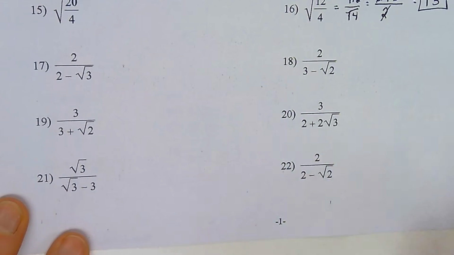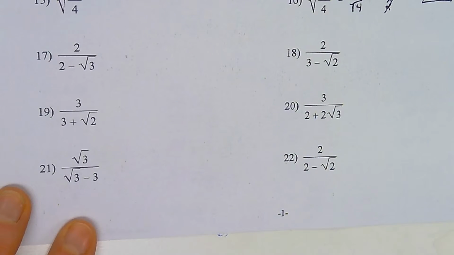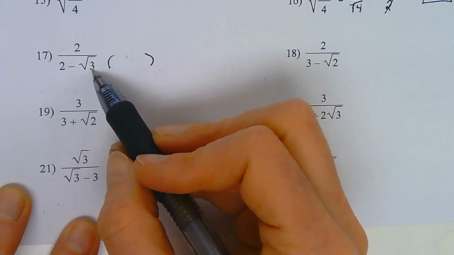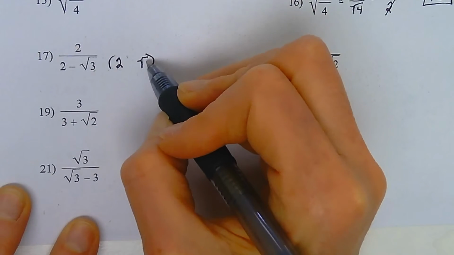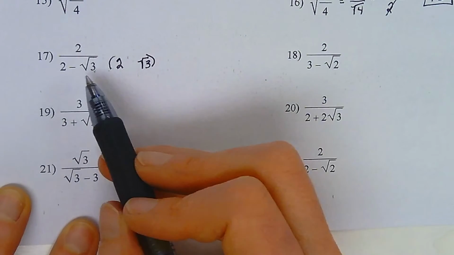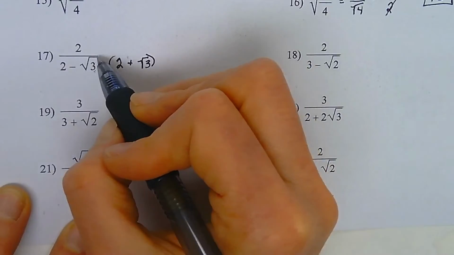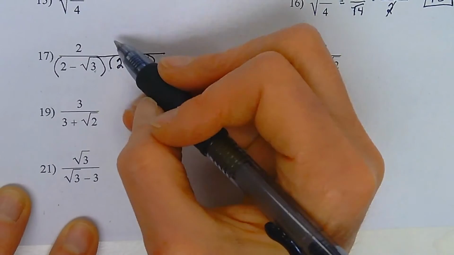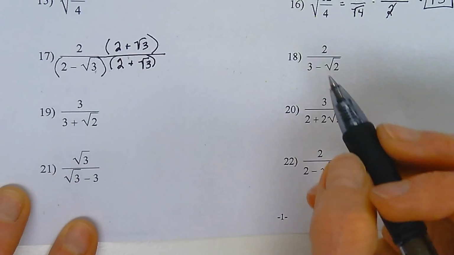17 through 21 require the special skill of multiplying the denominator by the conjugate. And remember, the conjugate is that special binomial that has the same first term as the original binomial, the same second term as the original binomial, and then the opposite sign in the middle. So I'm going to multiply the denominator by the conjugate, and then of course I will need to multiply the numerator by the conjugate as well.